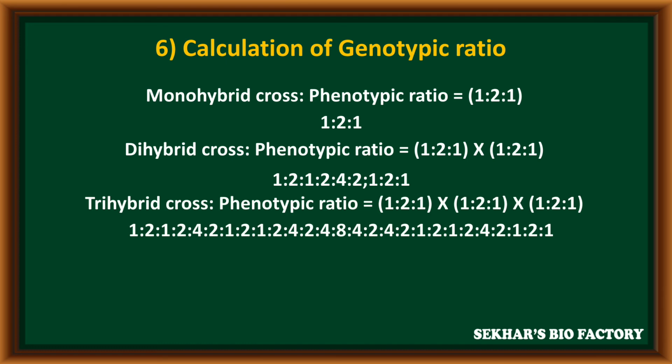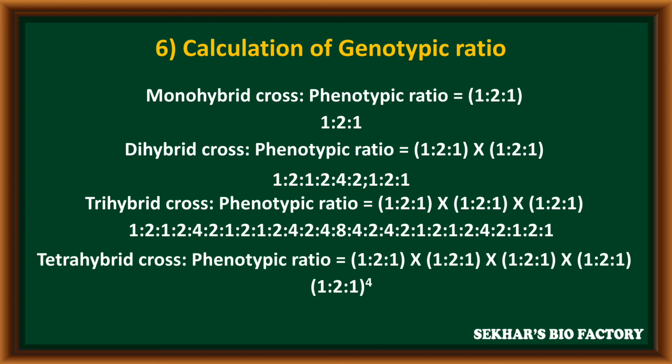In trihybrid cross experiment, to calculate the genotypic ratio, the formula is 1 is to 2 is to 1 power 3, that is equal to 1 is to 2 is to 1 into 1 is to 2 is to 1 into 1 is to 2 is to 1. So it becomes 1 is to 2 is to 1, 2 is to 4 is to 2, 1 is to 2 is to 1, 2 is to 4 is to 2, 4 is to 8 is to 4, 2 is to 4 is to 2, 1 is to 2 is to 1, 2 is to 4 is to 2, 1 is to 2 is to 1. It is the genotypic ratio of trihybrid cross experiment in F2 generation.